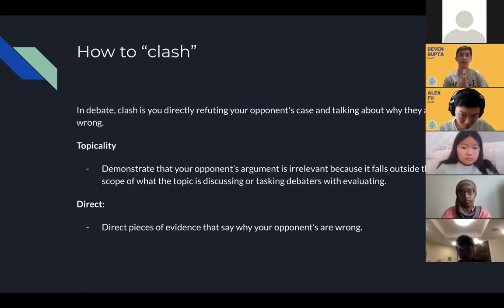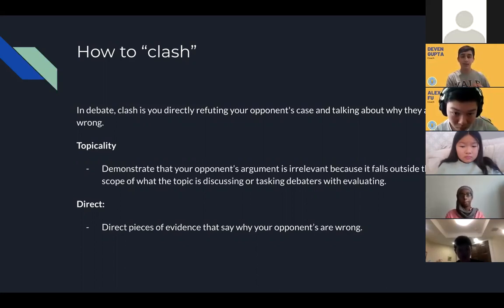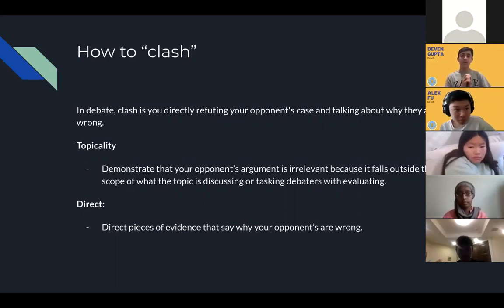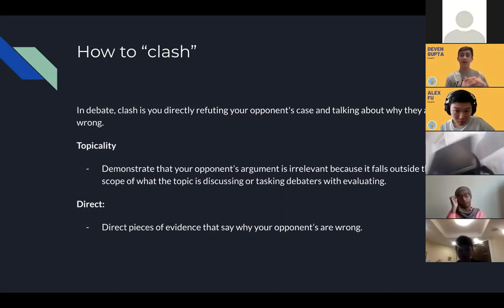First, you can have a response on its topicality. You can say it's not topical. This is when you demonstrate that your opponent's argument is irrelevant because it falls outside the scope of what the topic is discussing or tasking debaters with evaluating. So what this means is their case or their argument is talking about ice cream or Skittles when in fact the debate is on H-1B visas.